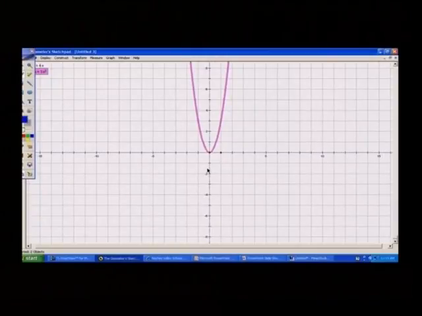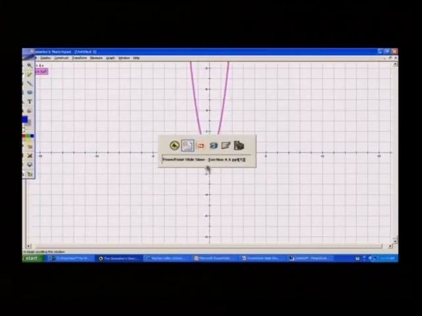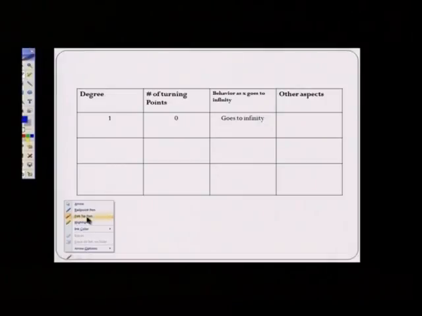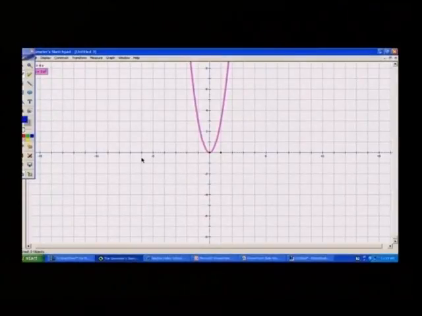Let's take a look. The degree of this, what's the largest exponent? It's 2. Go ahead and write that in. Our degree on this one is 2. Let's go back and look at how many times it changes direction. In fact, we have a nice break at 0. From negative infinity to 0, the function is decreasing, and from 0 to infinity, the function increases.